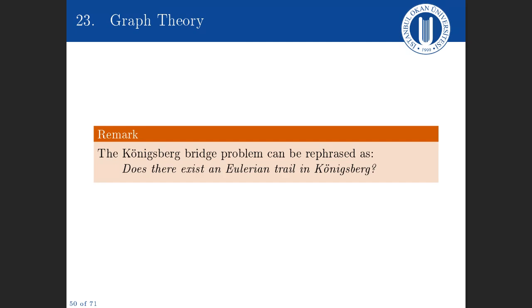And that brings us back to the Konigsberg bridge problem. The Konigsberg bridge problem was, can a person walk around Konigsberg and cross each bridge once and only once? But that could be rephrased as, does there exist an Eulerian trail in Konigsberg? We'll be answering this problem soon. First, we need some more theory.